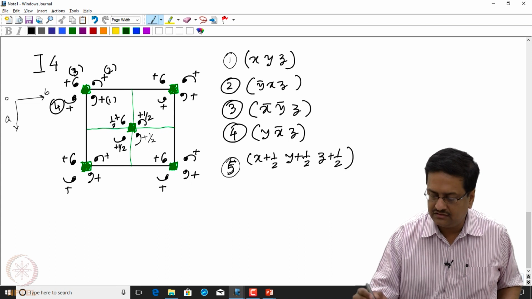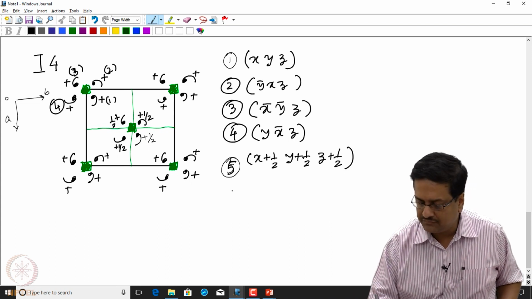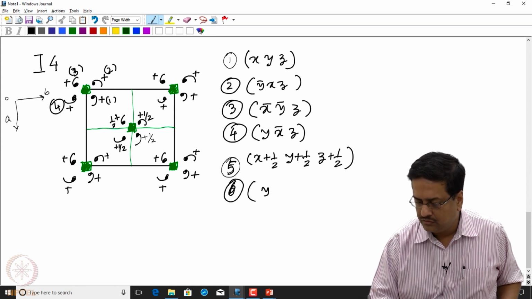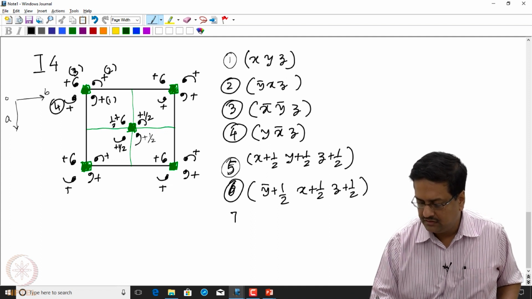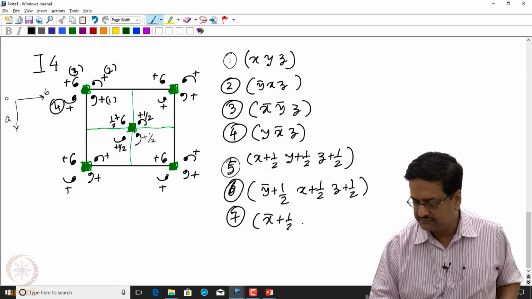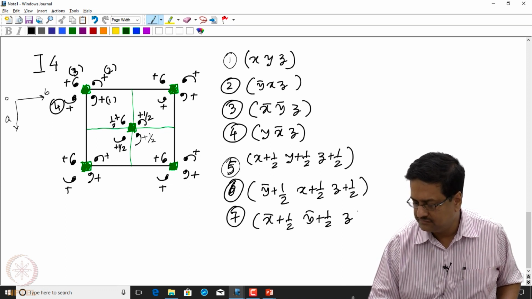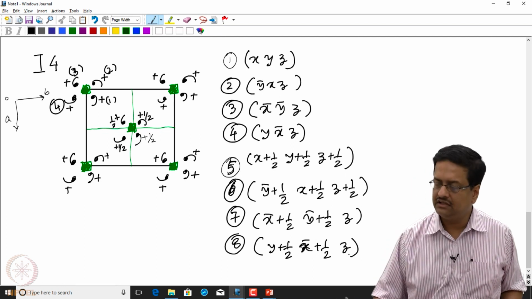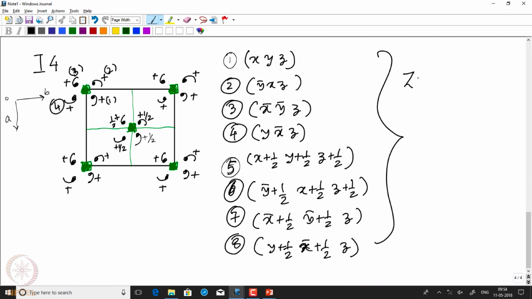Fifth point is the central point, and you apply the same logic to get the points, which are: 6 as y bar plus half, x plus half, z plus half; seventh point as x bar plus half, y bar plus half, z; and the last point is y plus half, x bar plus half, z. So here we have 8 equivalent points.